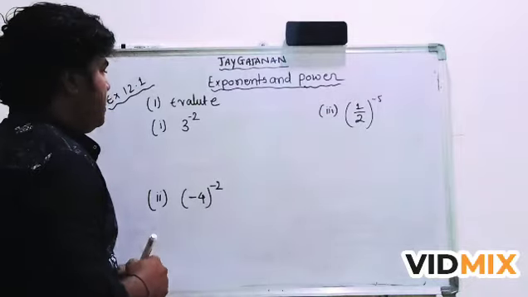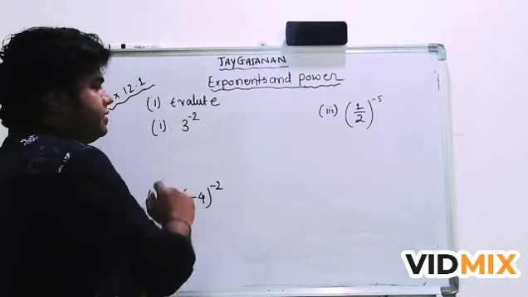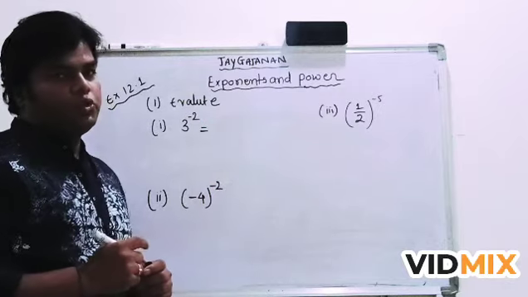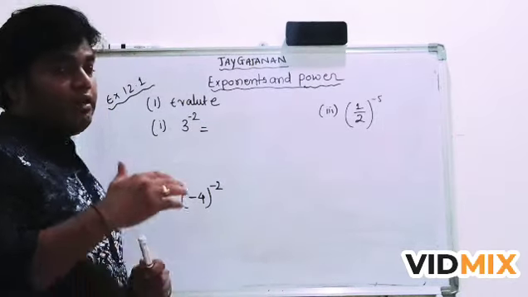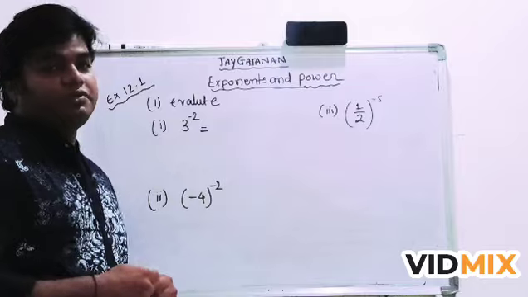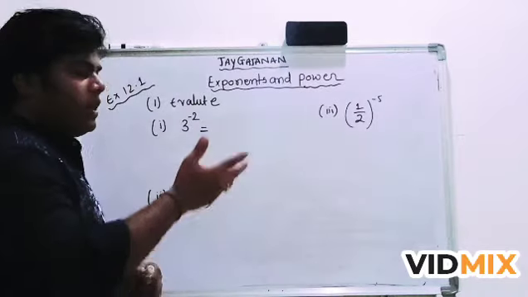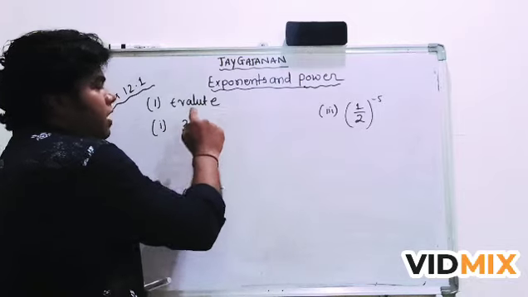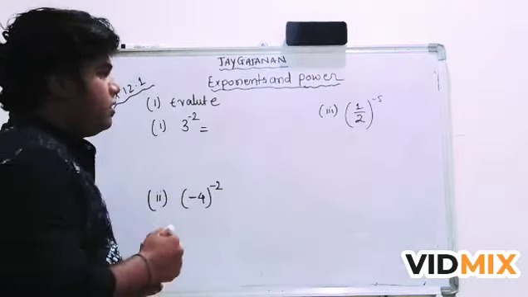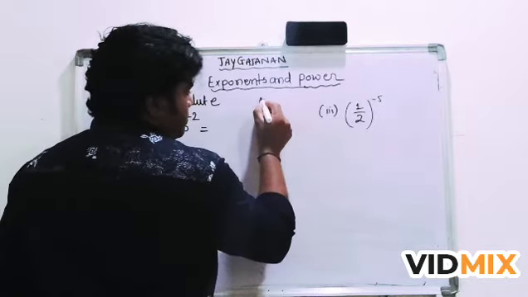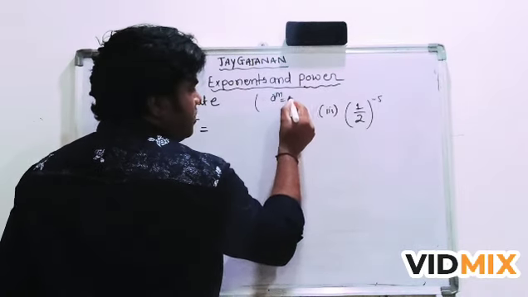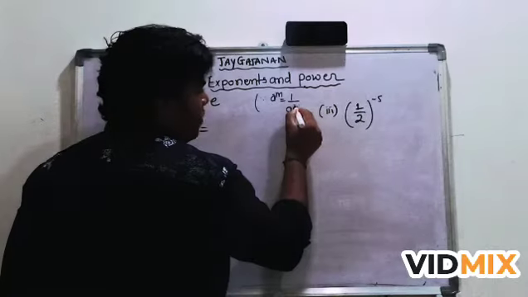Alright, so we have to evaluate this. First one is 3 to the power minus 2. We have to solve this, and we have seen 7 to 8 identities in the previous video. So we have to recall those identities. In that identity I told you that a to the power minus m, by using a to the power minus m, this will give you 1 upon a to the power m.